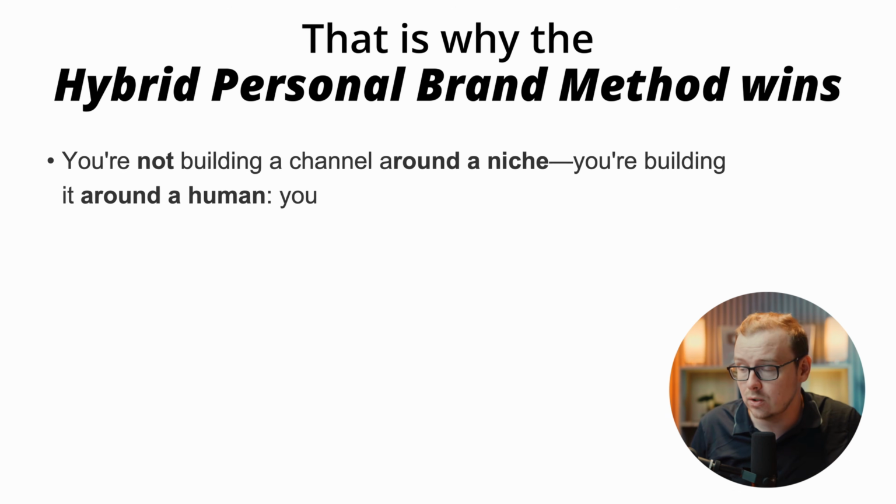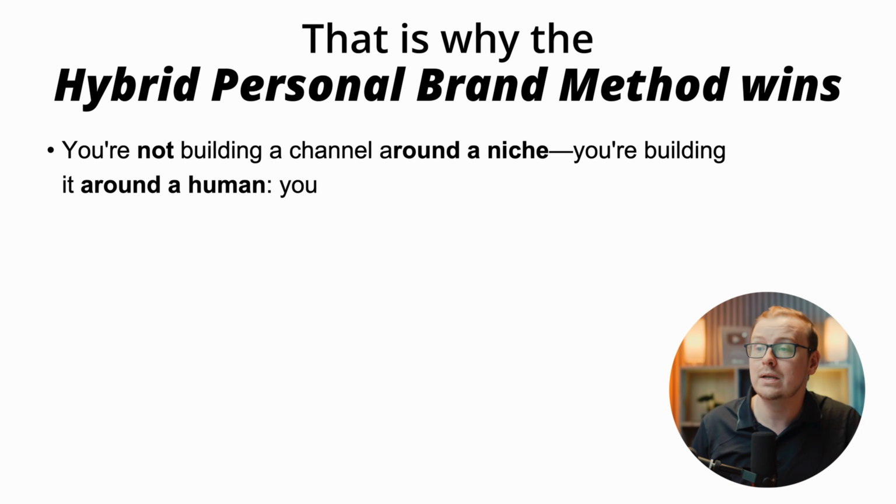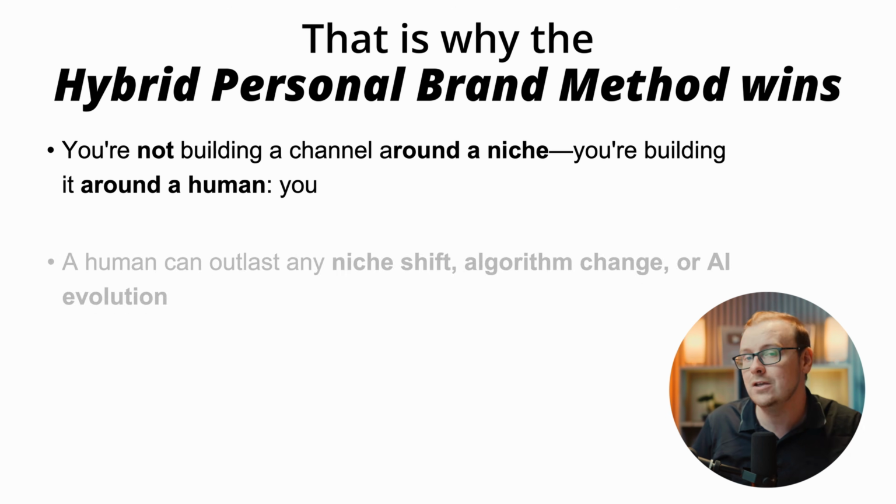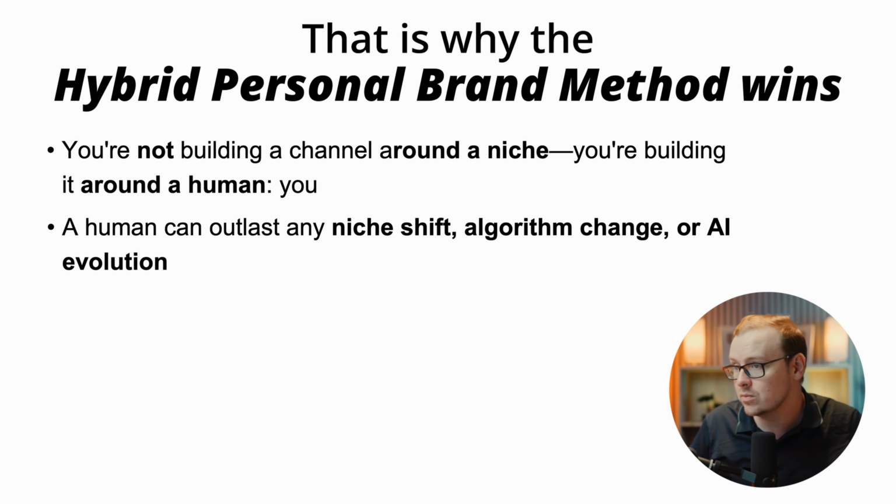You're not building a channel around a niche. You're building a channel around a human, specifically you. And that human can outlast any niche shift, any algorithm change, and any AI evolution, as long as you are at the center of it. And by the way, another great thing about the hybrid personal brand method is you can pivot to other things down the line. For instance, I've changed my niche probably 15 times here on YouTube because I have different interests and I like to talk about different things. So you want to become the king of a puddle first, you do want to start niche, but then you can expand from there. Become the king of a pond, then a lake, then a river, then the sea, then the ocean.